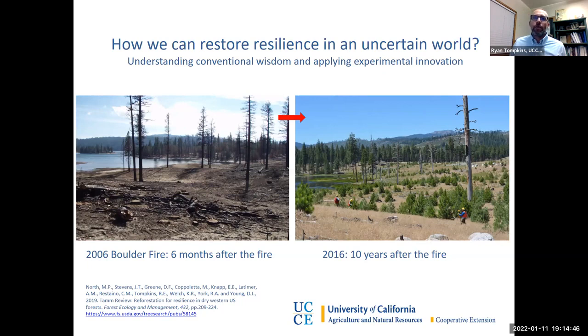This is an example from the 2006 Boulder fire. Actually, Danny helped me with my tree mortality prescriptions on this. And we decided that we wanted to leave some strategically relevant and ecologically relevant amounts of snags on the site. But we also knew that snags would be a danger to both the public and our forest operations as we wanted to reforest this site.